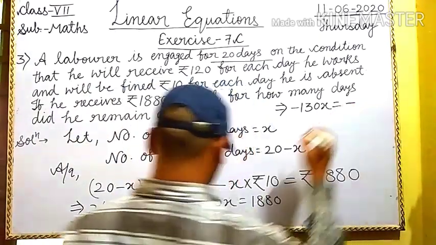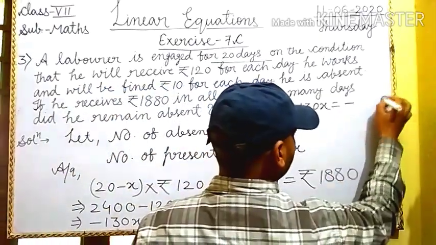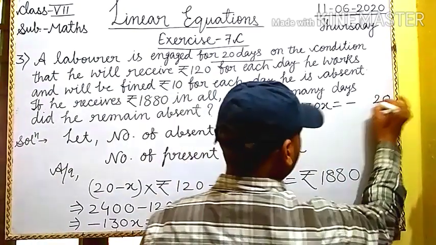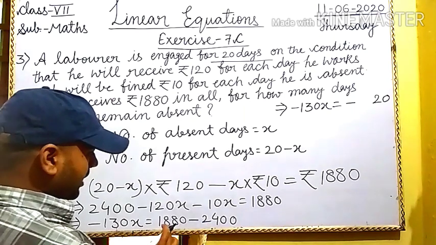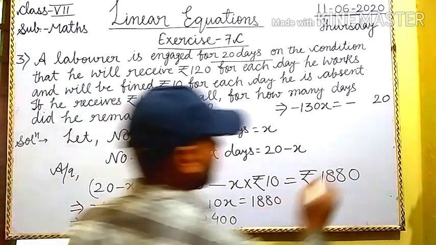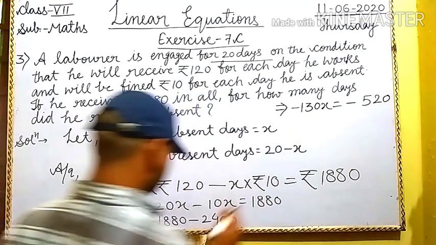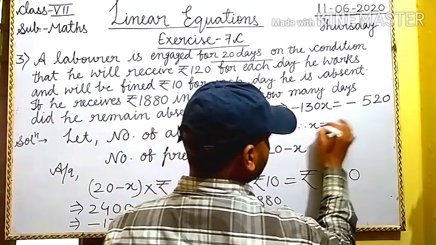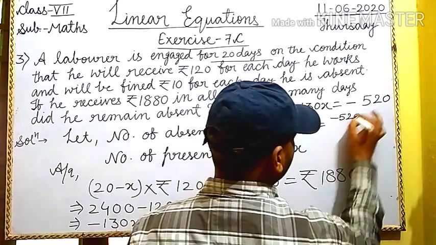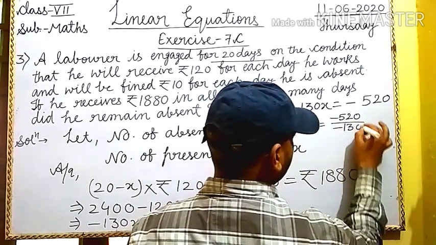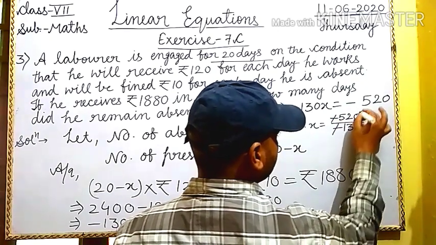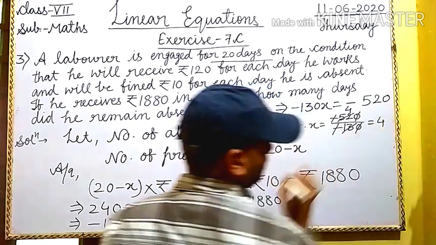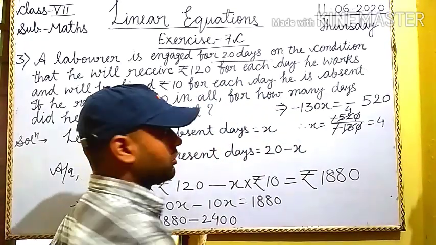So 0 minus 0, 0. 10 minus 8, 2. 13 minus 8, 5. 1 minus 1, 0. So here we get x is equal to minus 520 upon minus 130. Minus minus cancel out, 0 and 0 cancel out, 13 times 4 is 52. So lastly x is equal to 4.